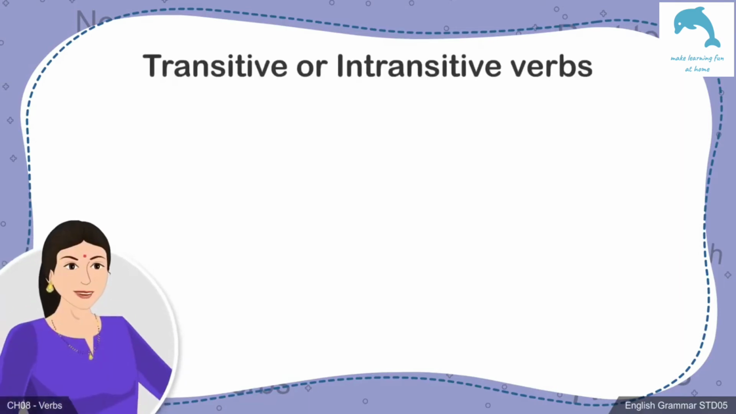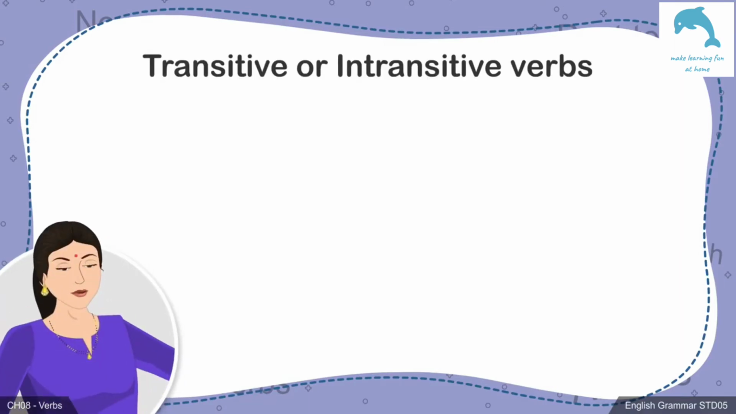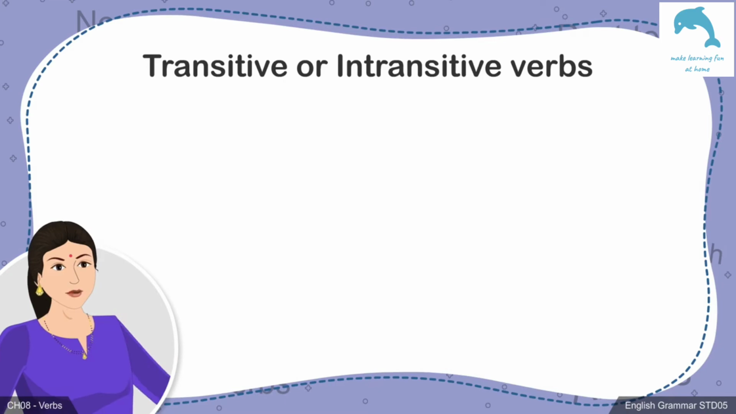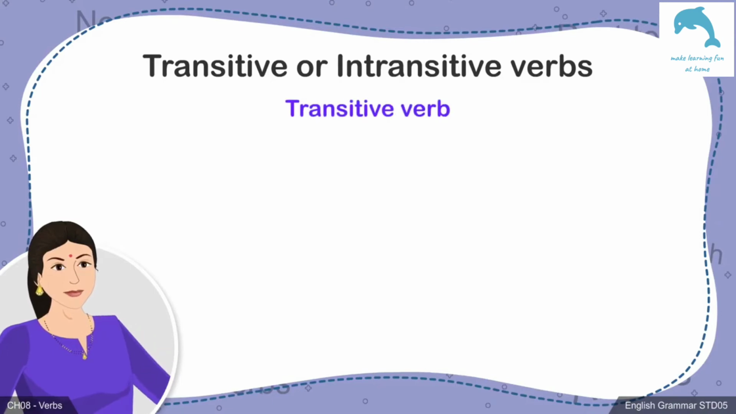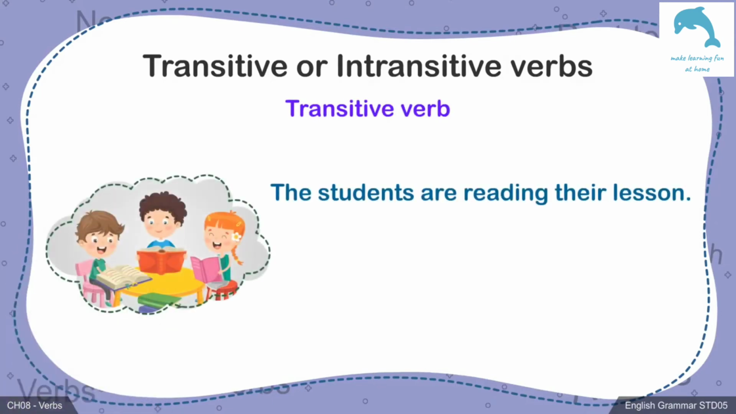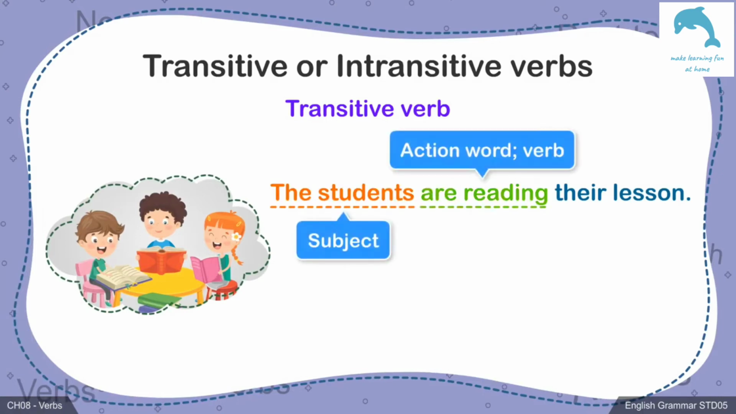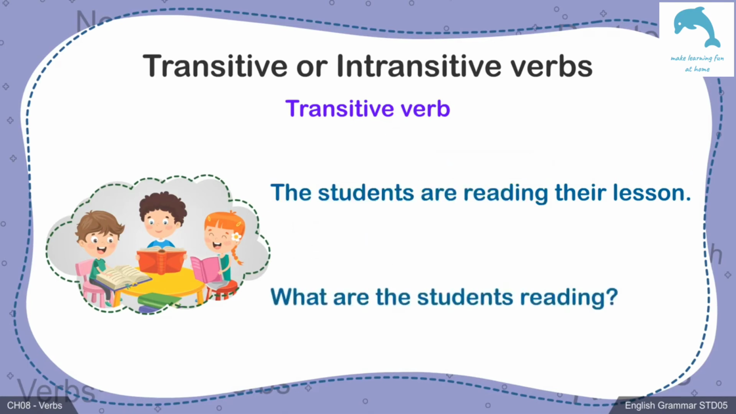In this session, you will be learning about another category of verbs, that is transitive and intransitive verbs. Let's understand the concept of a transitive verb with an example. The students are reading their lesson. In this sentence, the students is the subject, are reading is the action word, therefore the verb. What are the students reading? The answer to this question is their lesson.